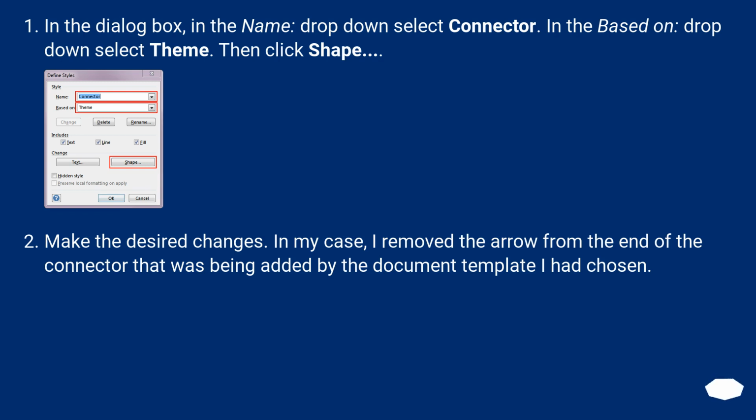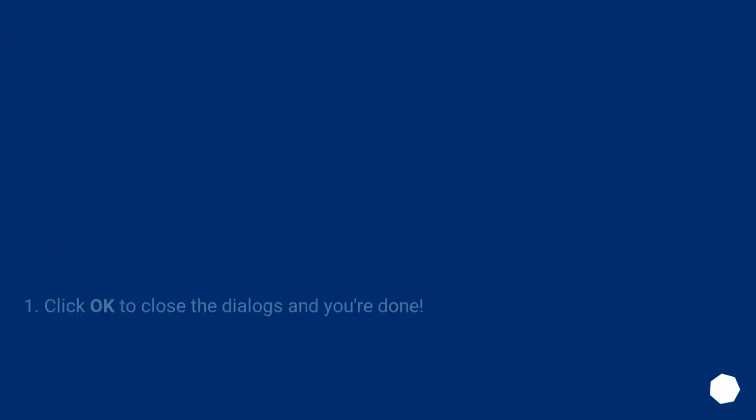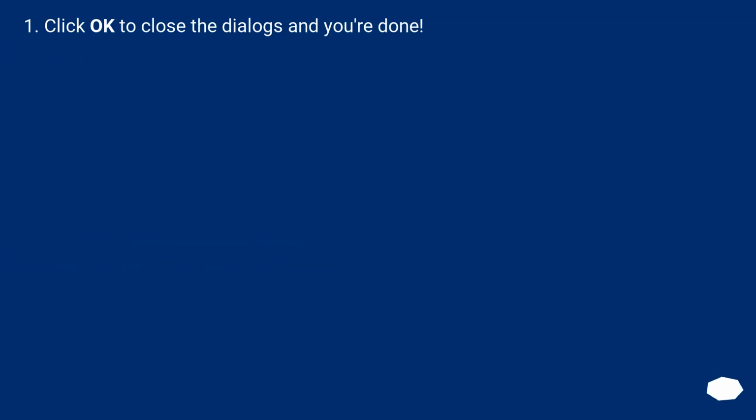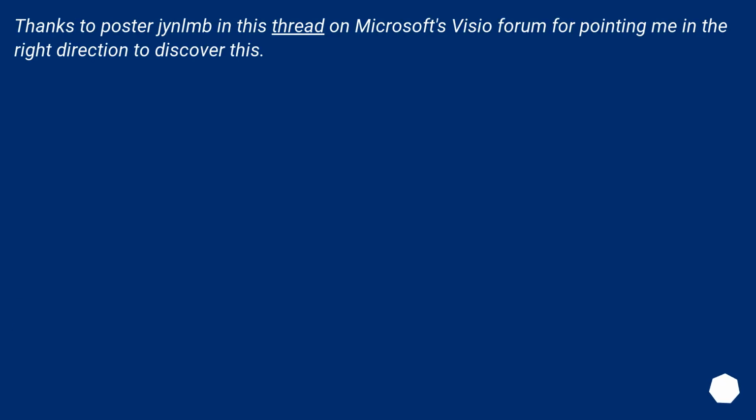Make the desired changes. In my case, I removed the arrow from the end of the connector that was being added by the document template I had chosen. Click OK to close the dialogs and you're done. Thanks to poster Jinnel in this thread on Microsoft's Visio forum for pointing me in the right direction to discover this.